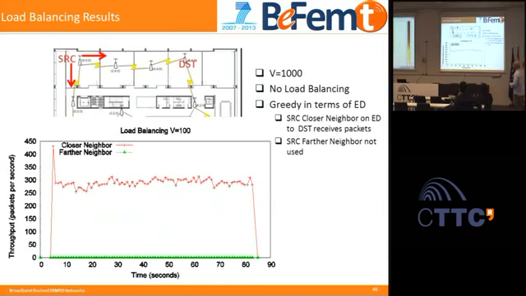We repeat the same experiments, but increasing the B parameter. And what we found here is that the closer network got all the packets, and the farther network did not get any packet. Well, this serves to validate that the load balancing part of the routing protocol was also working.